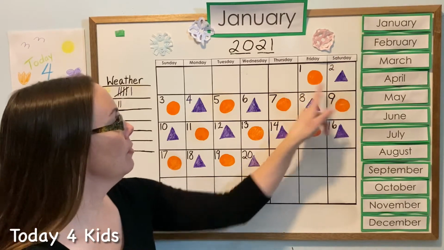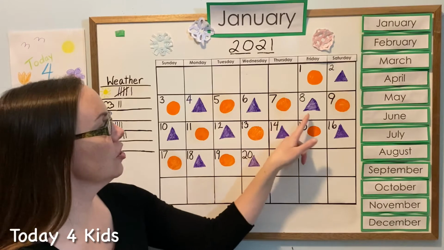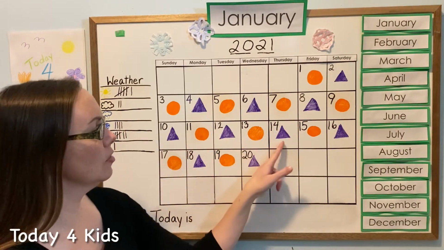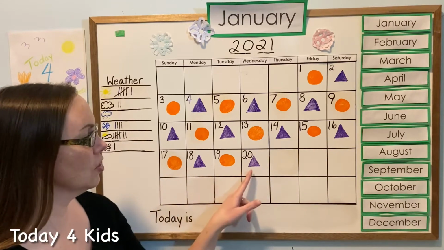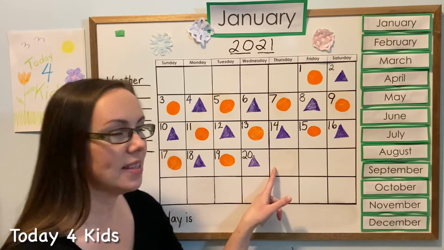Orange circle, purple triangle, orange circle, purple triangle, and so on, all the way to orange circle. That was a lot to say in one section.